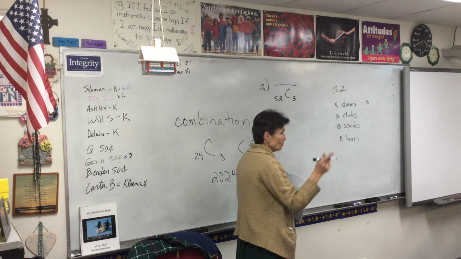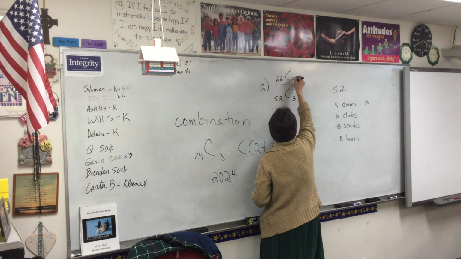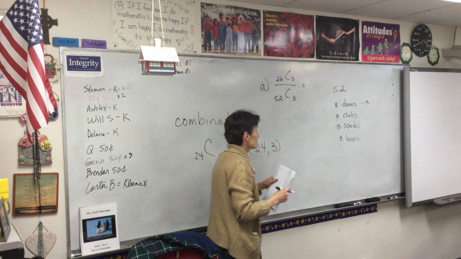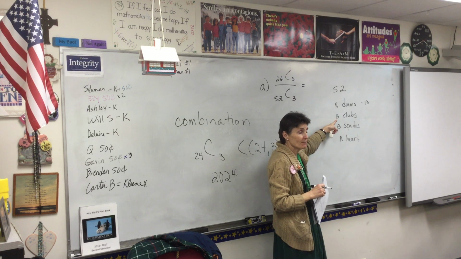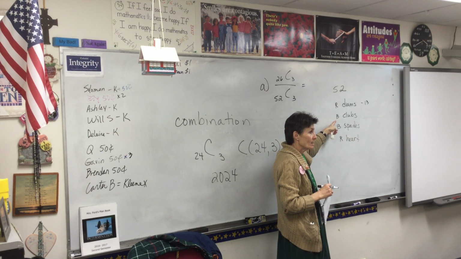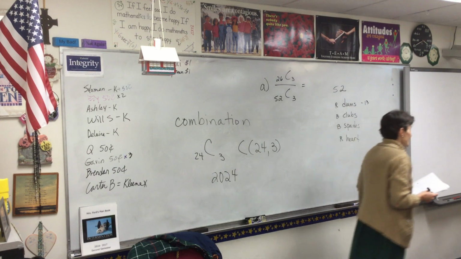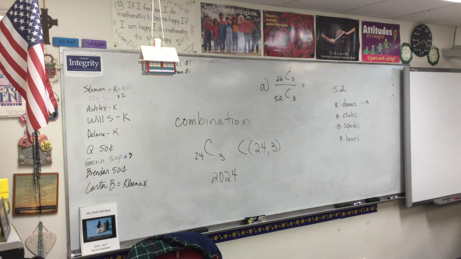The numerator will be 26C3 because if I want black cards, they have to be clubs or spades, and there's 26 of those. So now I'm going to go to my calculator, and I'm going to type 26C3. I'm not going to write this down. You're just going to type it in. There's no need to write it down. So 26C3, and then divided by 52C3. Don't hit any equals.